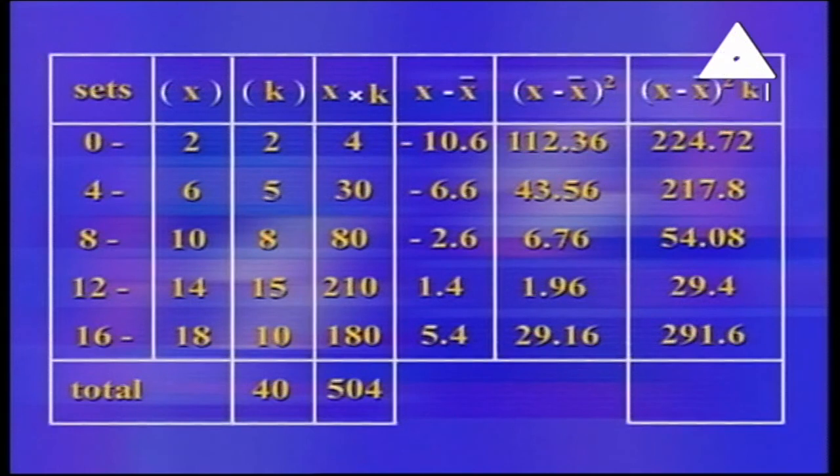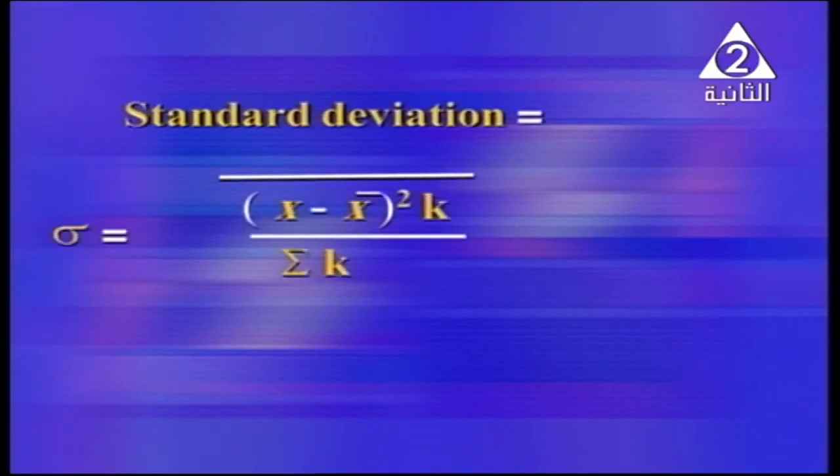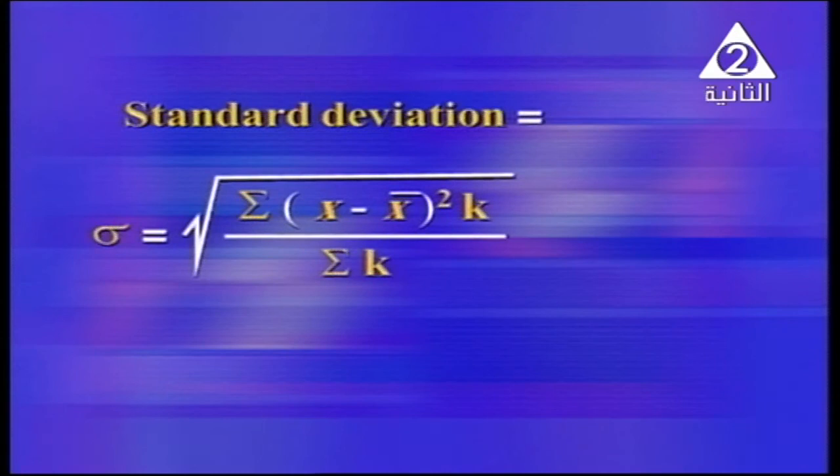224.72 plus 217.8 plus 54.08 plus 29.4 plus 291.6 to obtain a result of 817.6. And this is going to be the summation of x minus x bar to the power of 2 times k. Then what about the standard deviation? All of you know that the standard deviation, which is denoted by this symbol, is going to be the square root of summation of x minus x bar all to the power of 2 times k over summation of k.